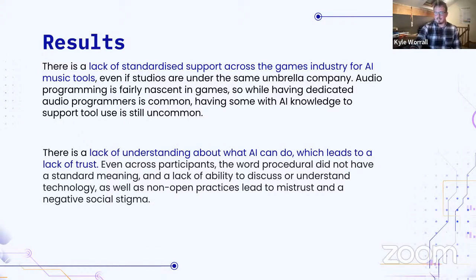The third finding was that there's a lack of understanding about what AI can actually do, which leads to a lack of trust. Across all the participants, when I asked them what the word procedural meant, which is a fairly standard term in the games industry, there was no cohesive understanding among the 11 of them. This leads to the idea that when they don't have the right terminology to discuss these things, and when they don't have the right understanding of the technology, and technology is not being developed in an open way, it leads to mistrust and a negative social stigma, which can affect acceptance.